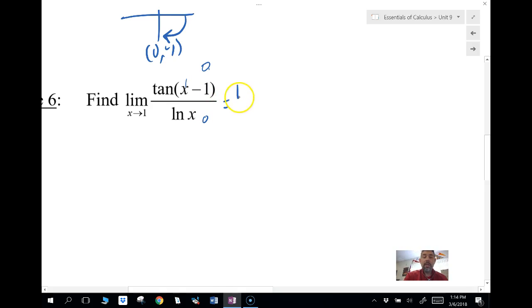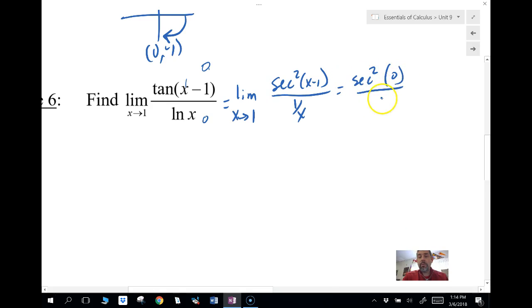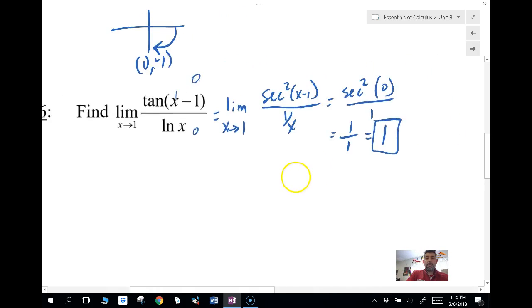Let's L'Hopital this guy. So limit as x approaches 1. The derivative of tangent is secant squared. The derivative of ln is 1 over x. Now let's plug in 1. And we're going to get secant squared of 0 over 1. Secant squared 0. Secant, again, secant is 1 over cosine. Cosine of 0 is 1. So we're going to get 1 over 1, which is just 1. Boom. See that? That was nice.